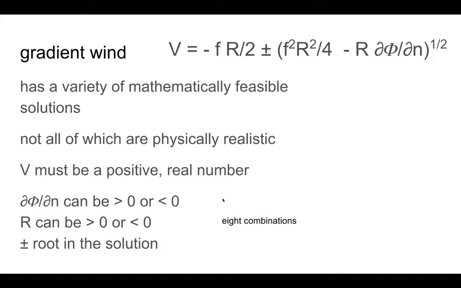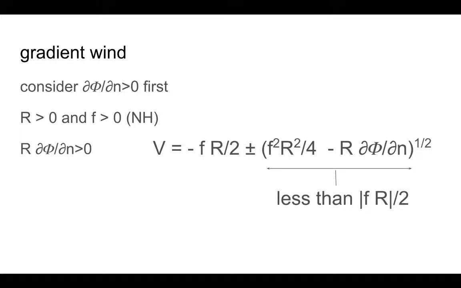So we'll sort of break this down. We'll look at the different combinations where d phi dn is greater than 0, and then we'll look at the ones where d phi dn is less than 0, and kind of plow through this. So let's first consider d phi dn as a positive value. We're just going to focus on the northern hemisphere, so let's assume that f is always positive. And let's look at the r, positive r, the cyclonic curvature first.